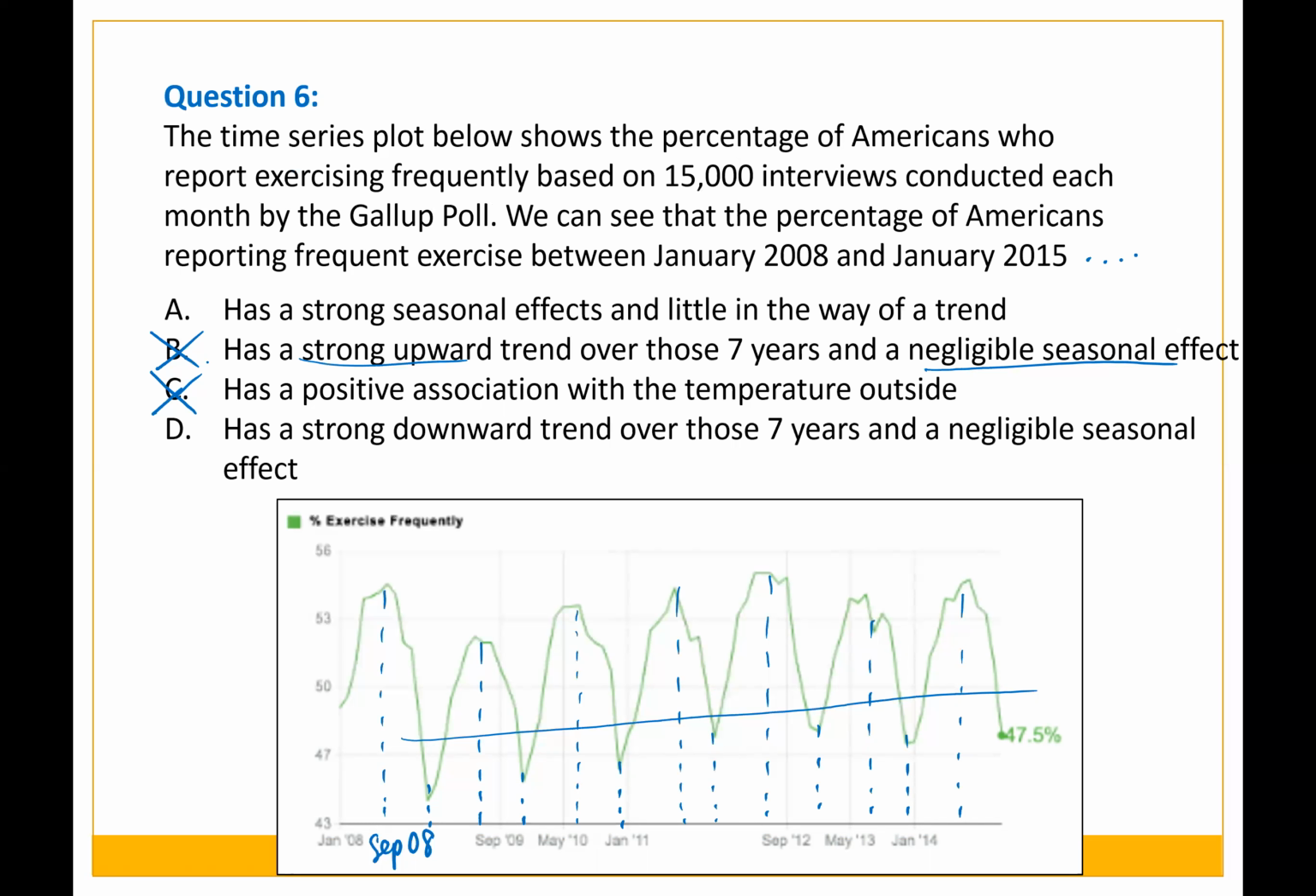And then D has a strong downward trend within those 7 years and negligible seasonal effects. Again, strong downward trend, no, it's actually slightly going up. And negligible seasonal effects, no, it's actually a very strong seasonal effect. So D is also wrong. So our answer here is A. And so that's the answer for these questions.